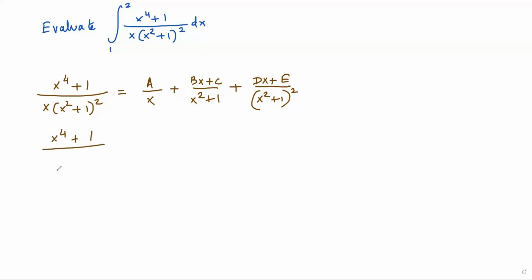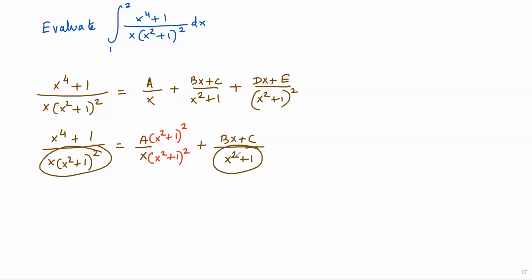(x^4 + 1) over x times (x^2 + 1) to the second power is equal to A over x. If I want to get this one as a denominator for the first fraction, I have to multiply both numerator and denominator by (x^2 + 1) to the second power. Now in the second fraction, (Bx + C) over (x^2 + 1), if I want to get this one as a denominator over here, I need to multiply both numerator and denominator by (x^2 + 1) times x.